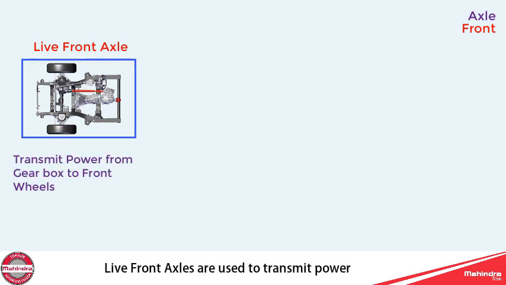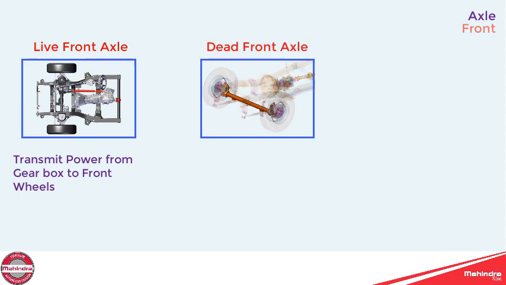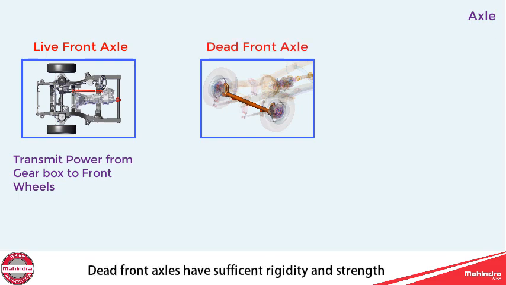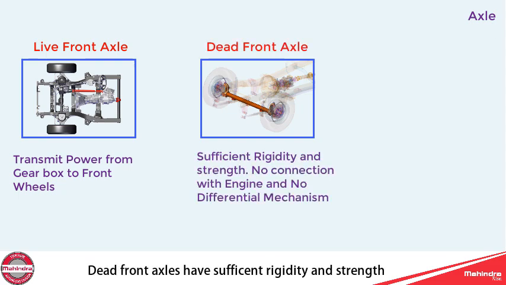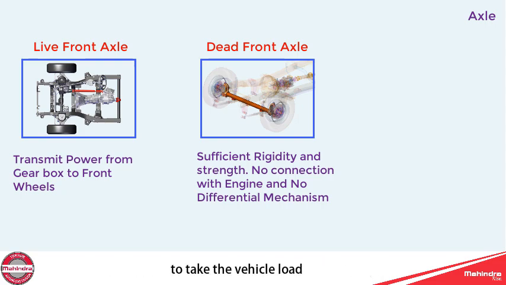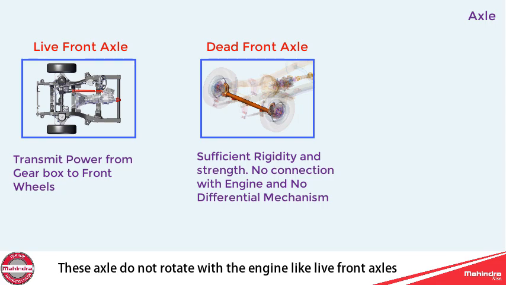Live front axle. Live front axles are used to transmit power from gearbox to front wheels. Dead front axle. Dead front axles have sufficient rigidity and strength to take the vehicle load. There is no connection with the engine and no differential mechanism. These axles do not rotate with the engine like live front axles.